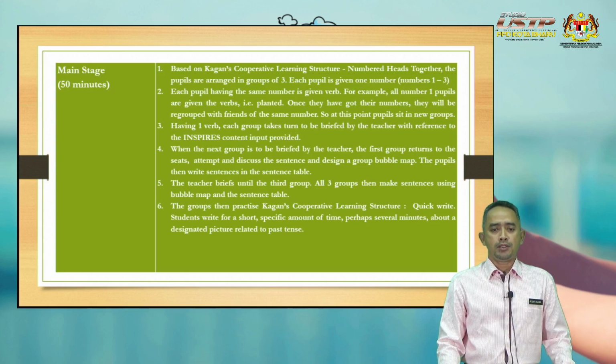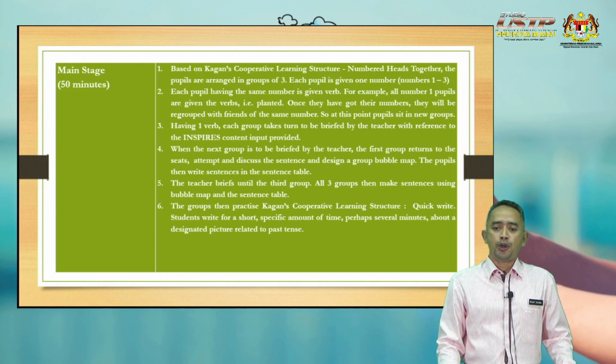Okay, number 1, based on Kagan's cooperative learning structure, numbered heads together. The pupils are arranged in groups of 3. Each pupil is given 1 number, for example, number 1 to number 3. Okay, each pupil having the same number is given a verb. For example, all number 1 pupils are given the verb, for example, flaunted. Once they got their numbers, they will be regrouped with their friends of the same number.